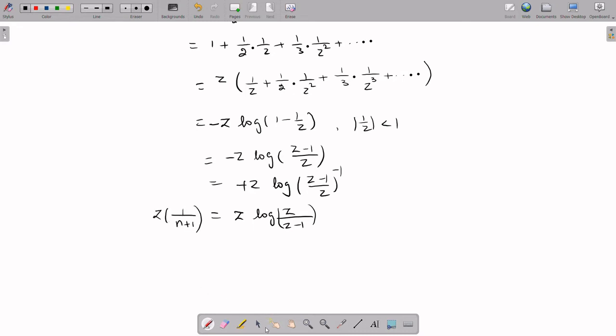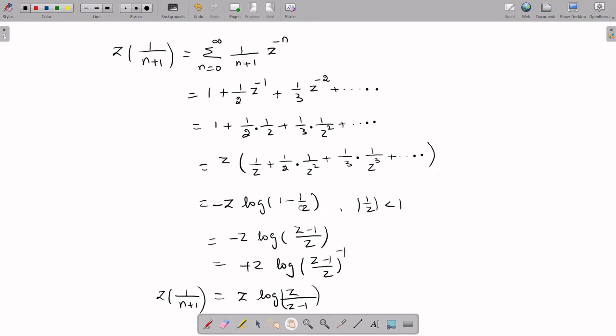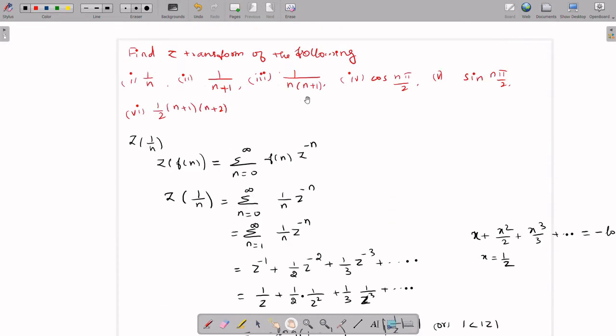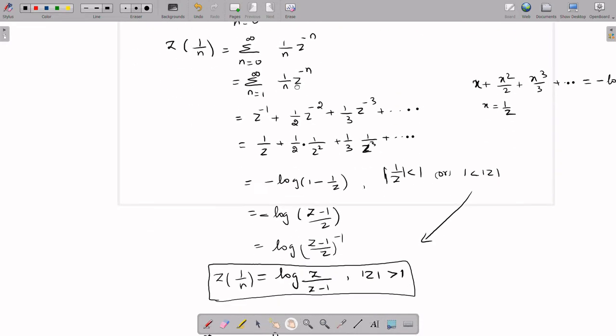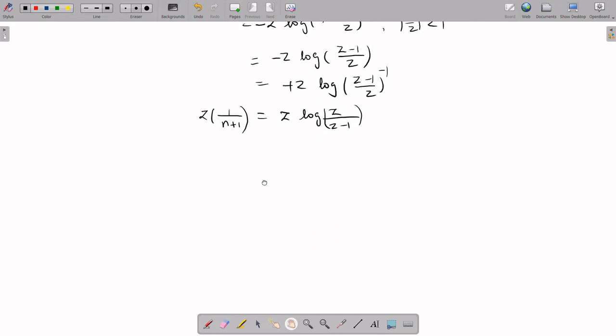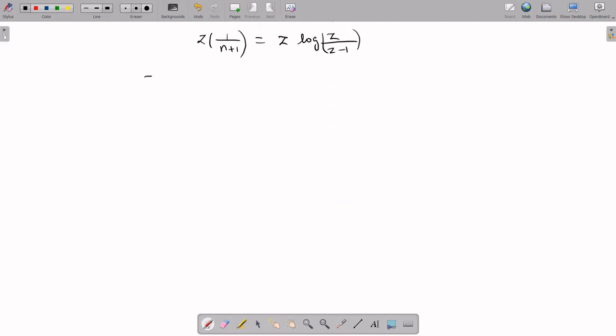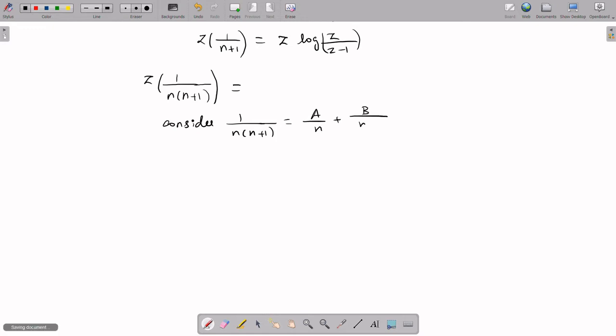Okay. And then the next problem we have to find out is the transform of 1 by n into (n plus 1), isn't it? 1 by n into (n plus 1) we have to do. Here you have to apply partial fractions. Consider this term, you have to consider 1 by n into (n plus 1). You can write this to be a by n plus b by (n plus 1).